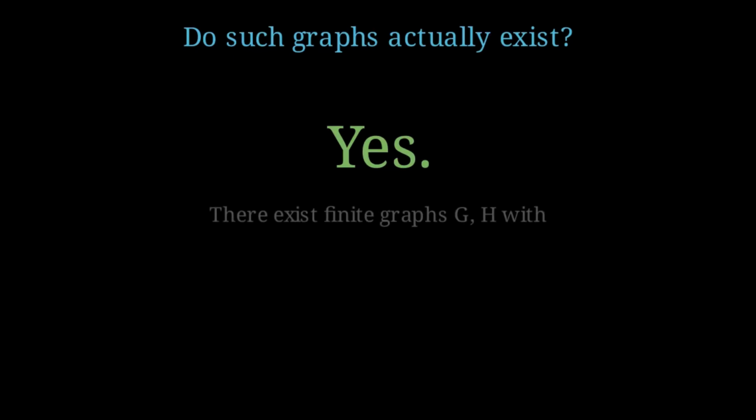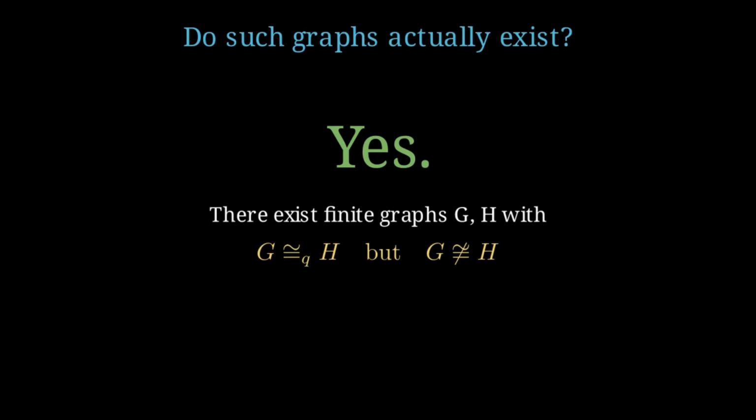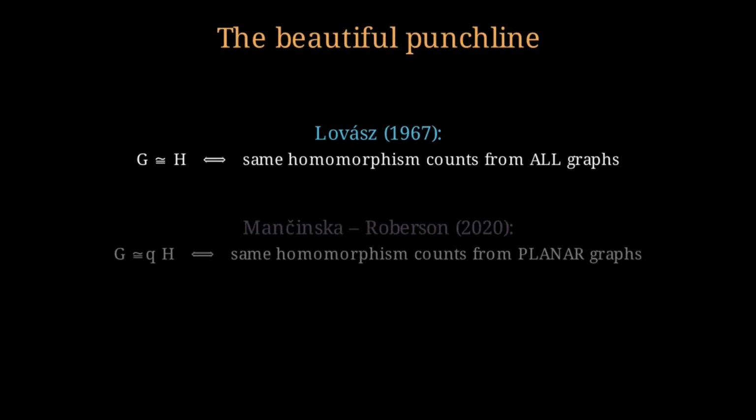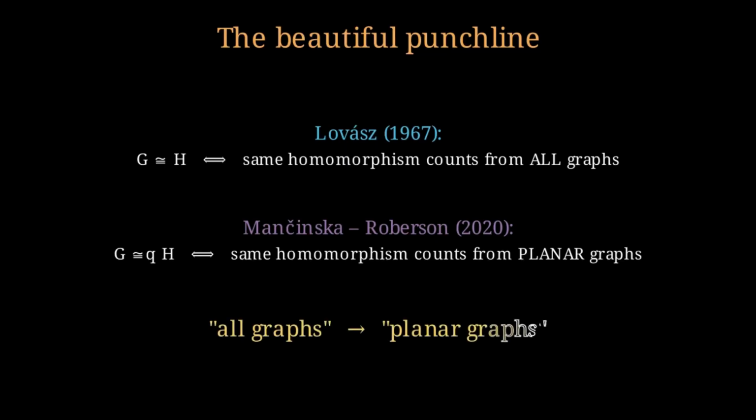Now the natural question is, do these kinds of graphs actually exist? The answer is yes. There are finite graphs G and H such that they are not classically isomorphic, but they are quantum isomorphic. In other words, no permutation can match them, but a quantum strategy can still perfectly pass the game. This is a proven mathematical result. And the deeper insight is this. Classically, graph isomorphism is determined by comparing homomorphism counts from all graphs, but in the quantum setting, this changes dramatically. It becomes enough to compare homomorphism counts only from planar graphs. So what changes is not the graphs themselves, but the set of tests used to distinguish them.